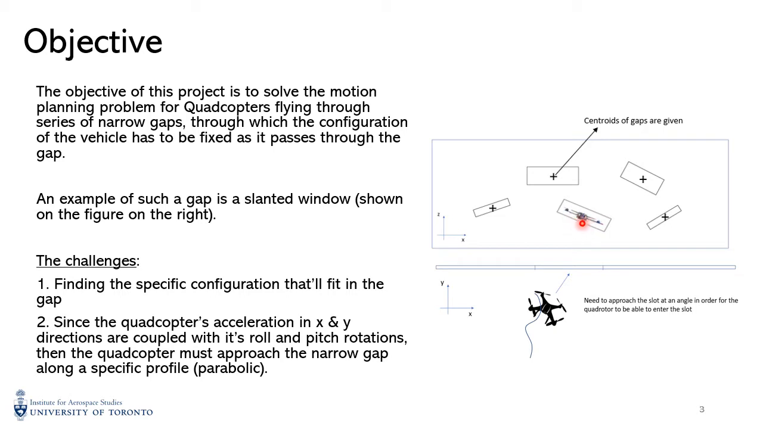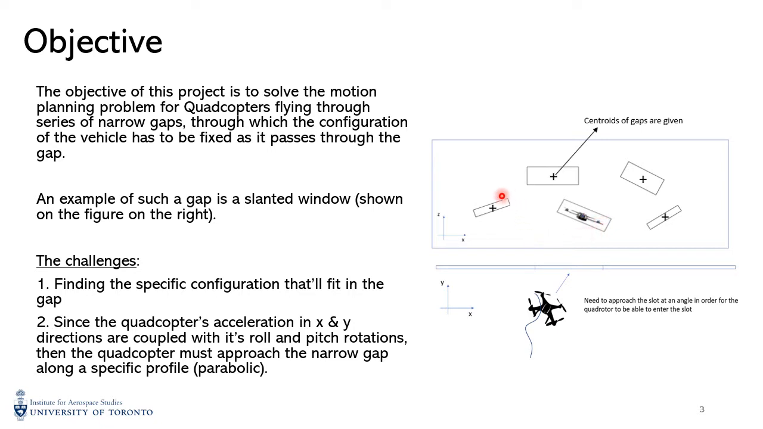The first challenge is actually finding that specific configuration. So imagine just using a standard sampling-based method. The probability of finding that exact orientation could be very low. So we have to do something else.